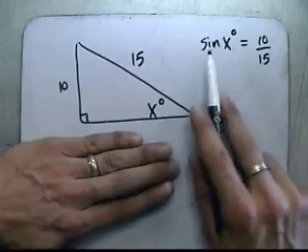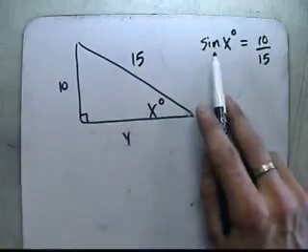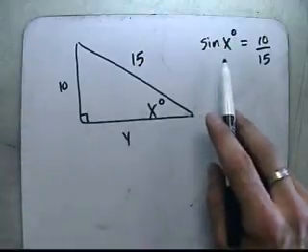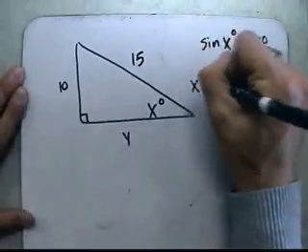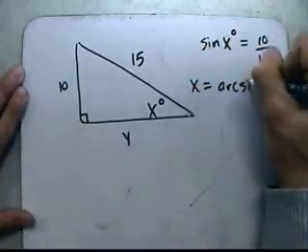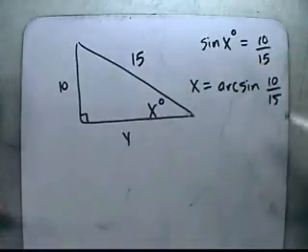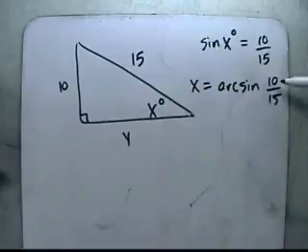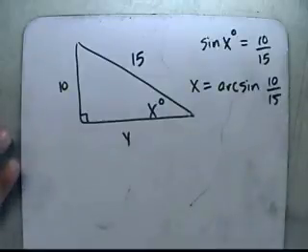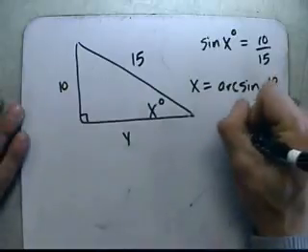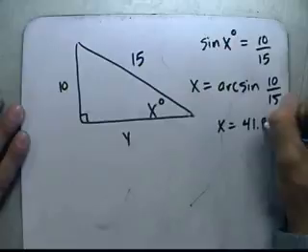Now to find out what x is, I've got to get the sine out of there. Since I'm finding an angle, this is where you use that arc sine. So x equals the arc sine, which is sine to the negative 1, or second sine on your calculator. Just put second sine or sine to the negative 1 of 10 over 15 on your calculator, and that's going to give you your angle. So second sine, 10 divided by 15, and I'm getting 41.8. So x equals 41.8.